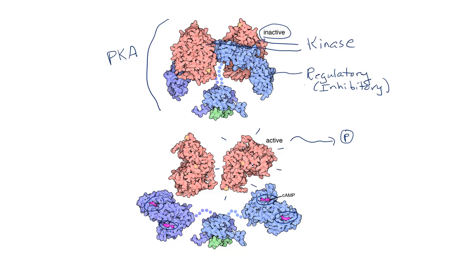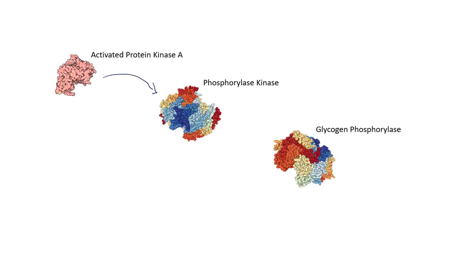So in the context of this response of mobilizing energy within the cell, what are those target proteins? The first target of this activated protein kinase A is an enzyme called phosphorylase kinase. So kinase A is going to add a phosphate group onto this enzyme, now causing this enzyme to become activated. And as we can tell from the name, the activity of this enzyme is also going to be a kinase activity, a phosphorylation activity. The target of phosphorylase kinase is an enzyme called glycogen phosphorylase. Get it? Phosphorylase kinase phosphorylates glycogen phosphorylase.